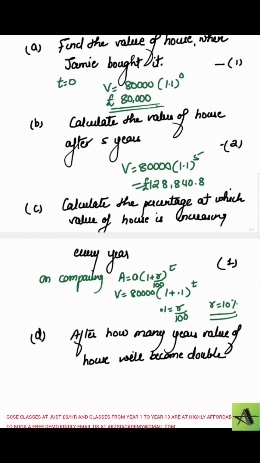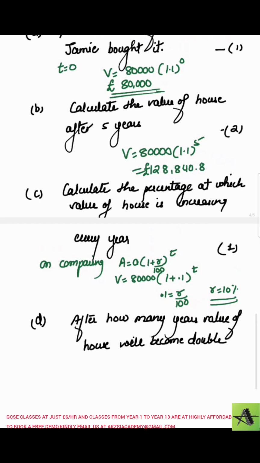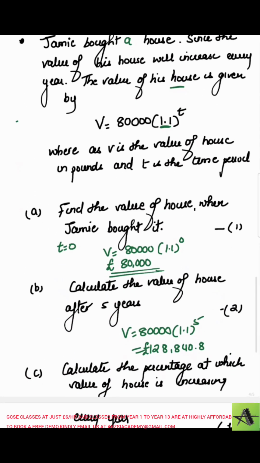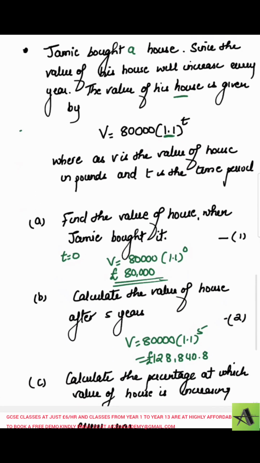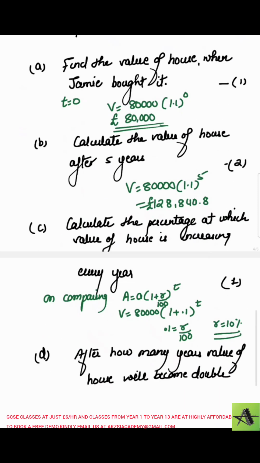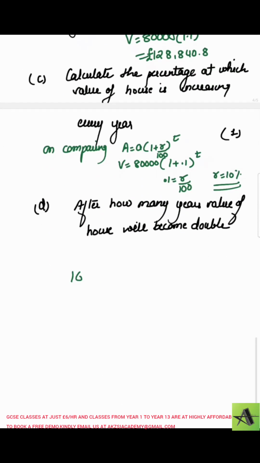It says after how many years the value of the house will become double. So 80,000 will become double. That means it will become 1,60,000. So in place of V, I'll write 1,60,000, and this is 80,000 times 1.1 to the power of t. This t we have to calculate. So divide both the sides by 80,000.